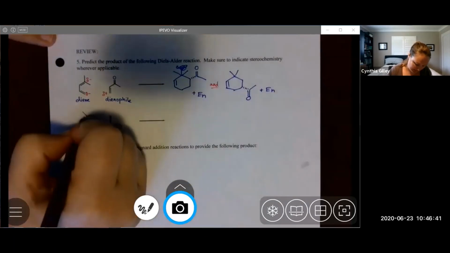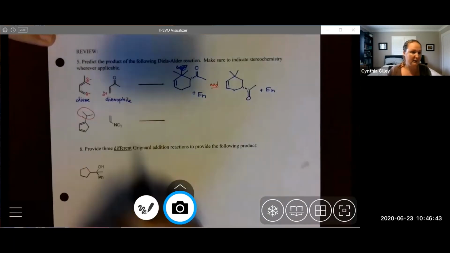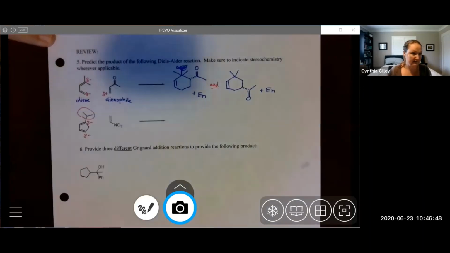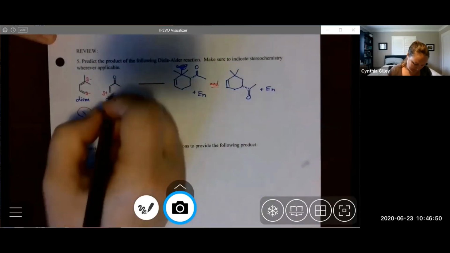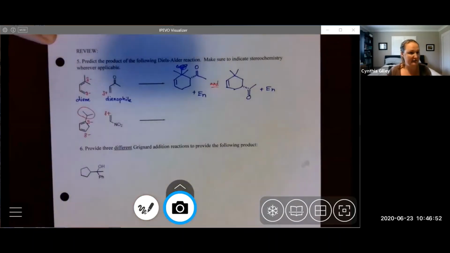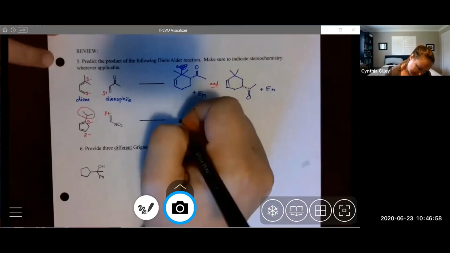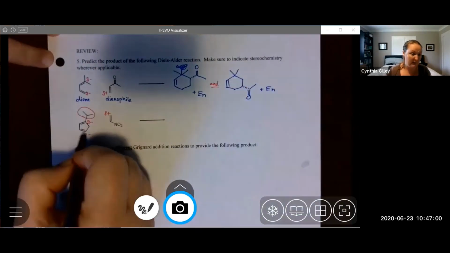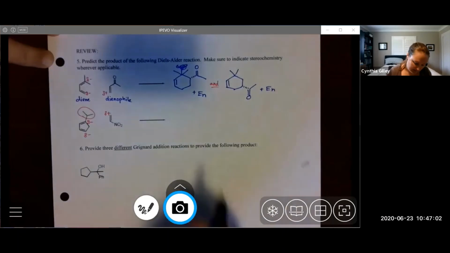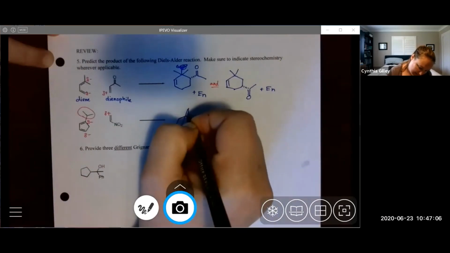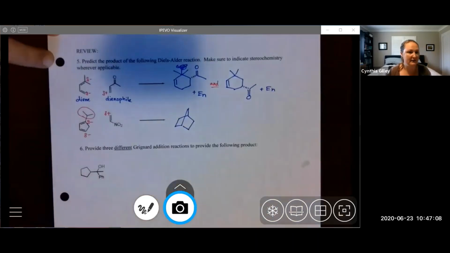The electron donating group is an alkyl group, which means there's no selectivity. Even though this one has the delta positive on the dienophile, it doesn't matter, we're going to end up with a mixture. So we just draw what that would look like. In this case, because it's cyclopentadiene, we're going to end up with a bicyclic product. I typically like to draw that like this.